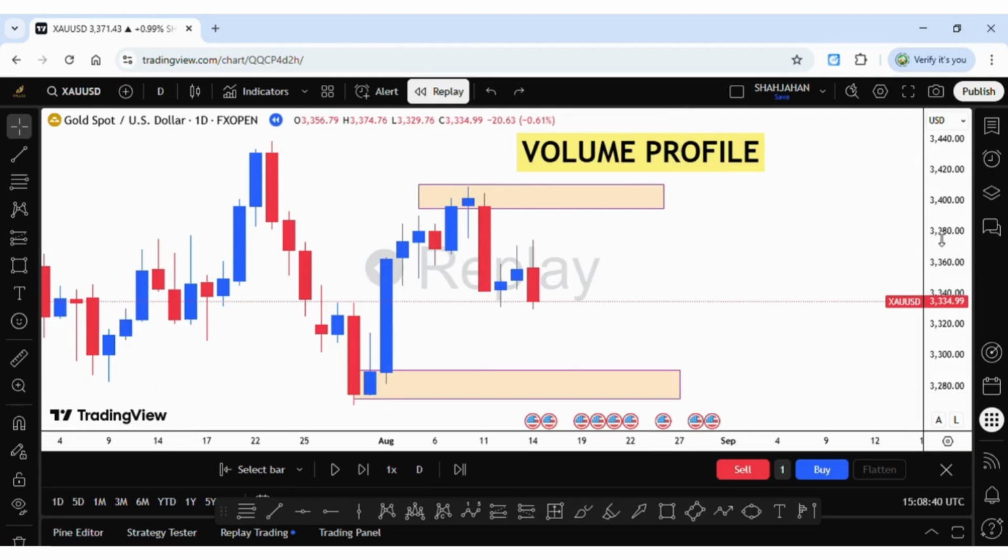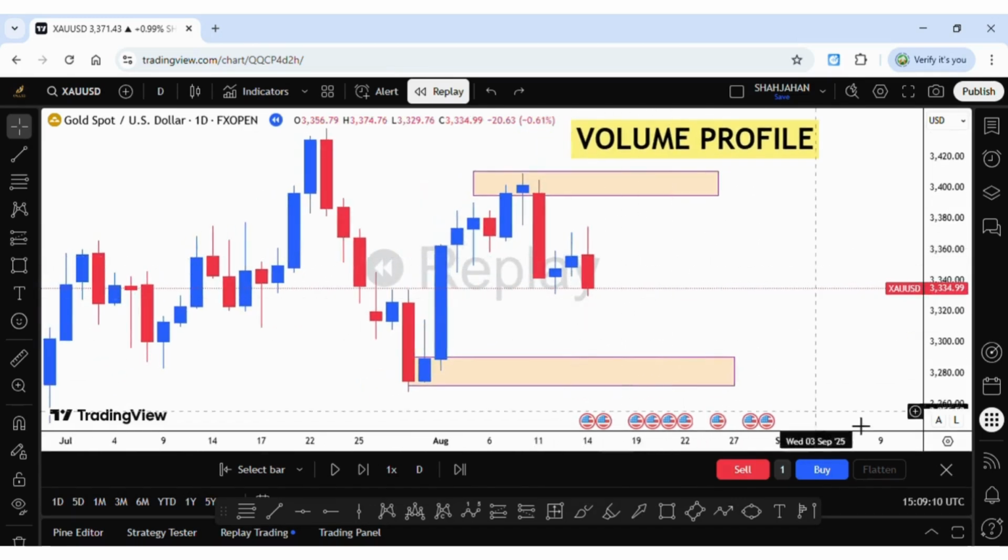So today I am here with a wonderful strategy. Just use one tool and get huge profit from the market. So if I tell you, just find one trade and get huge profit from the market.